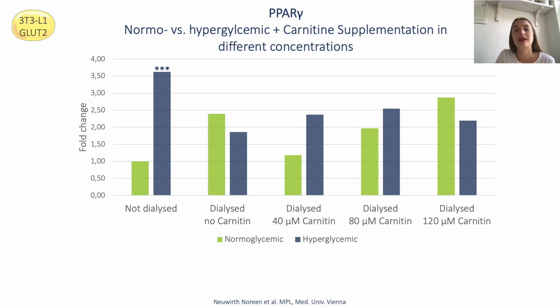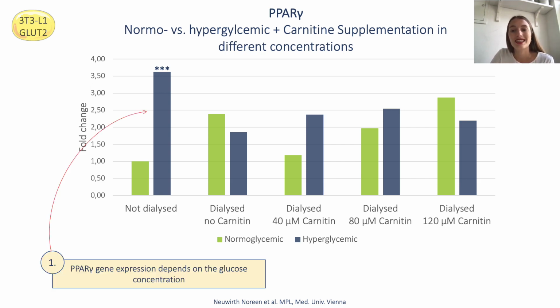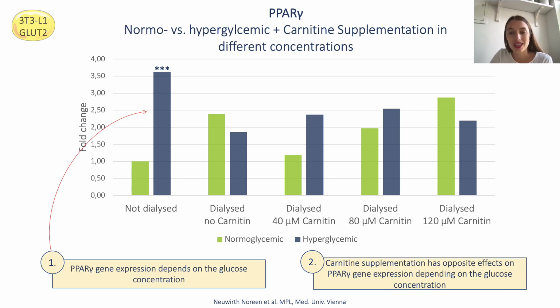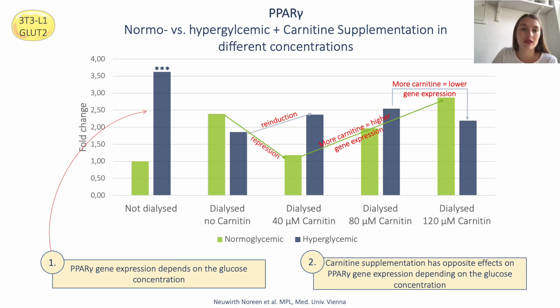For PPAR-gamma, a nuclear receptor that is mainly responsible for energy storage via adipogenesis, we see a similar pattern as for GLUT2. Again, we observe different gene expression rates depending on the glucose levels. We also observe carnitine concentration-specific changes that depend on the certain growth conditions. We see either a reinduction or repression of the gene expression. The same pattern is also observed for the CRUT gene that plays an important role in the energy homeostasis.